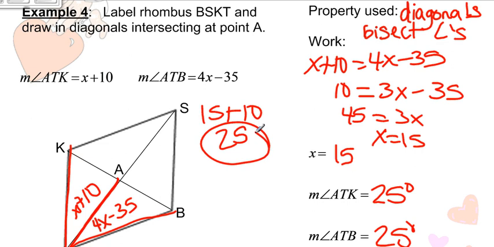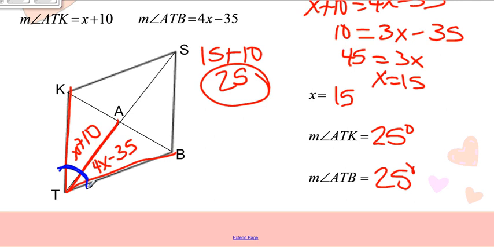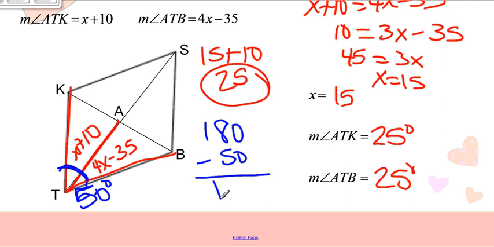Now we could take this a step further. And if we know that angle T down here is 25 plus 25, which means it's 50 degrees, for the whole angle T, we could find angle B, because they are related with 180. So it'll be 180 minus the 50, which would give us 130. So the entirety of angle B would be 130.